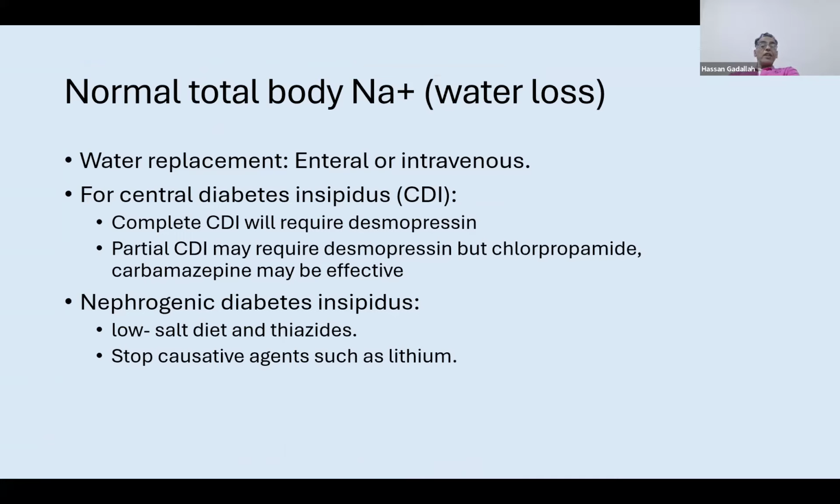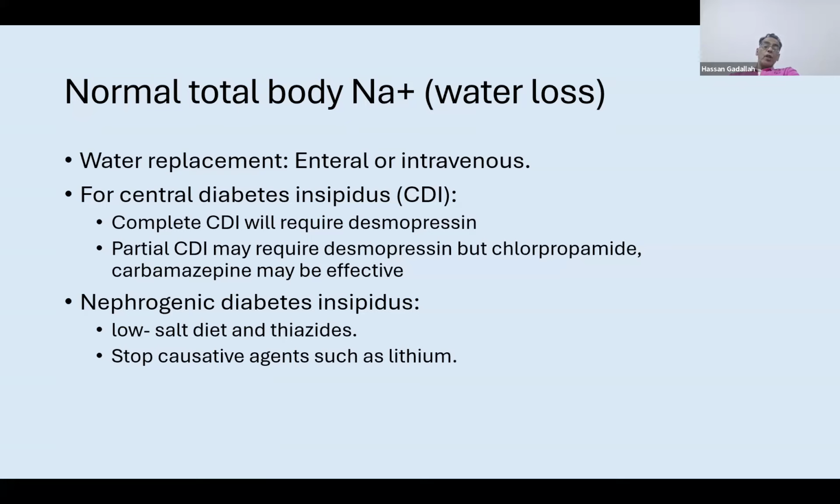If we have the type of hypernatremia with normal total body water, which is essentially a free water loss, as I mentioned before, we are going to replace this free water either enterally or intravenously. Enterally means water through the gastrointestinal system: either the patient is able to drink, so we let the patient drink water, or if not able to drink, we supply this water through the nasogastric tube. Intravenous means that we are going to correct it with 5% dextrose.